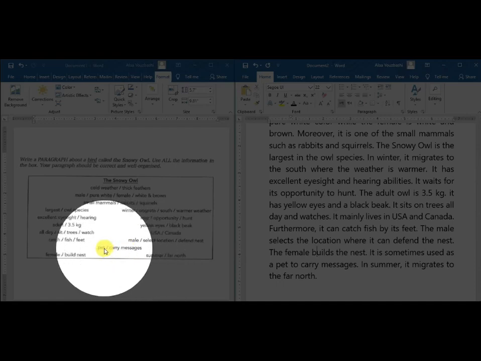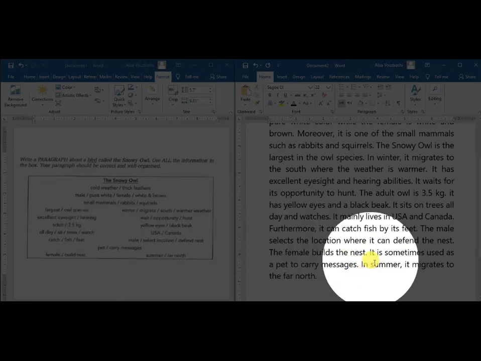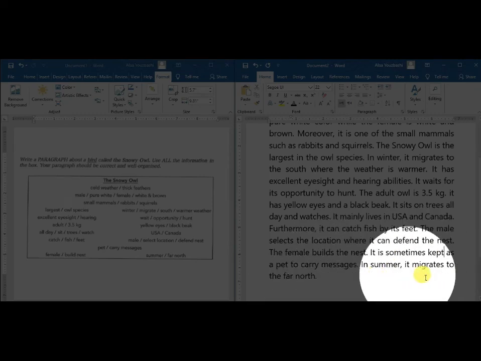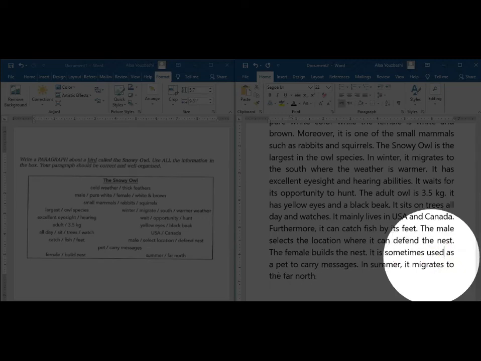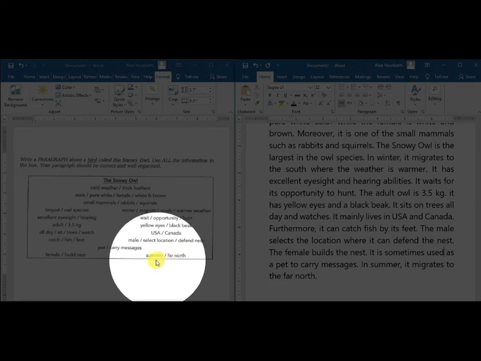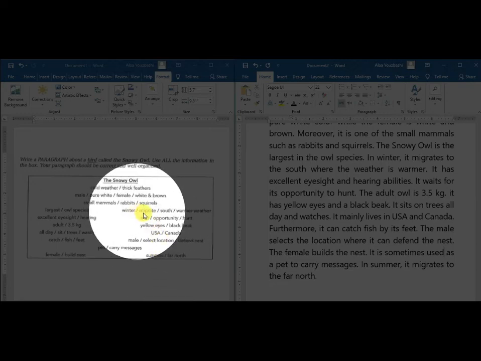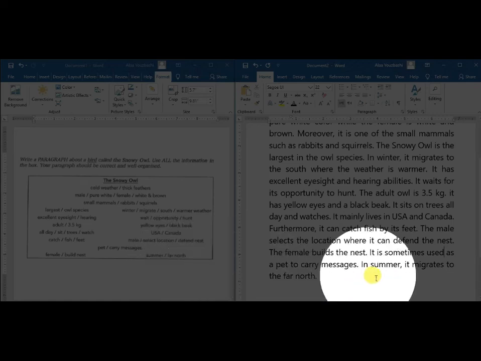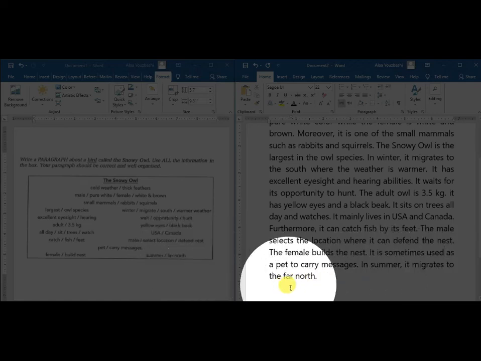Pet carry messages. What is a pet? A pet is an animal that we can keep at home, such as a cat or a fish or a dog. So it is sometimes used, or also we can say it is sometimes kept as a pet to carry messages, or used as a pet to carry messages. Now in summer, we have summer far north. So remember, winter south, summer far north, because of the weather changes. So in summer, it migrates to the far north.